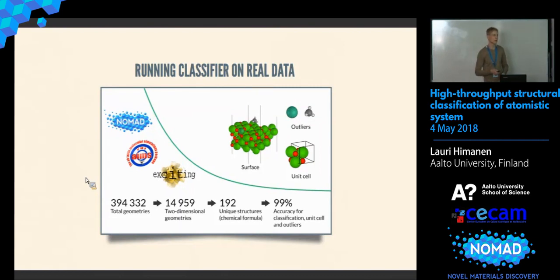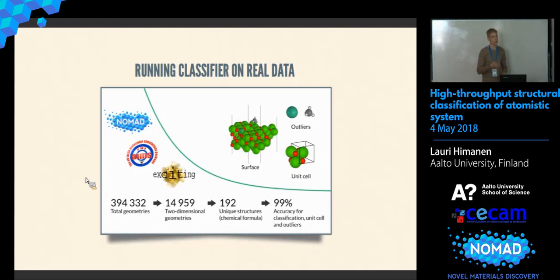So in here we use a quite simple chemical environment check to distinguish whether a part is an outlier or part of the surface. And now, going on to a real application of this classifier, we started out from the NOMAD archive. We selected roughly 400,000 geometries from there, basically all the geometries we found for FHI-aims and exciting.